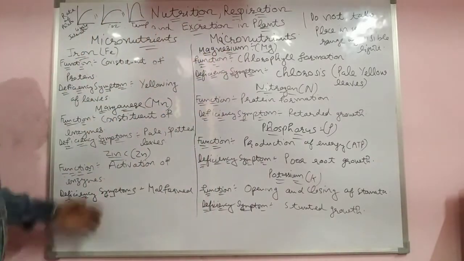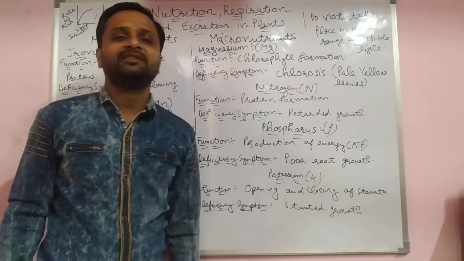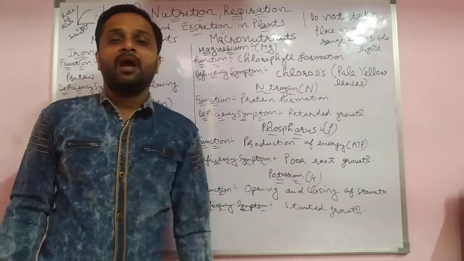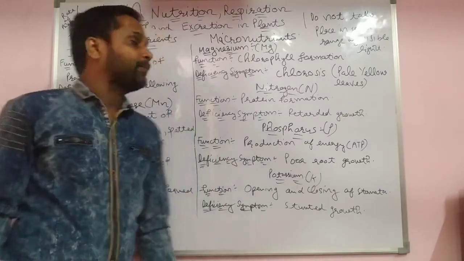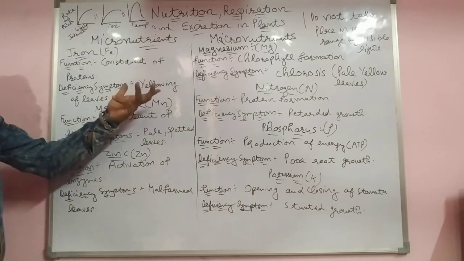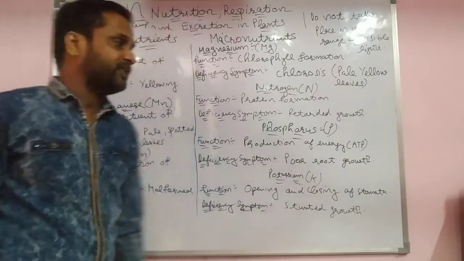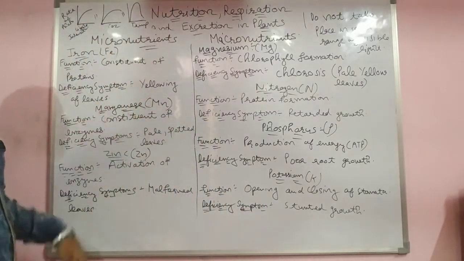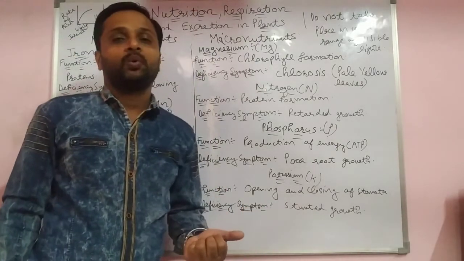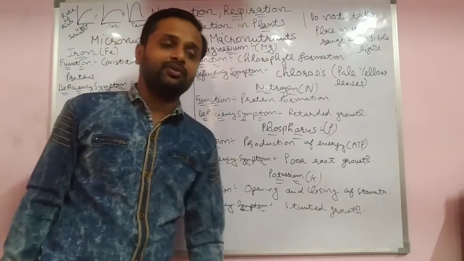First is iron. Iron is a constituent of protein. Iron helps to make protein. What is the function of iron? Formation of protein, students. Second is the deficiency symptom. If there is a deficiency of iron in the plant, how do you know? Yellowing of the leaf. If leaves become yellow, it means there is some deficiency of iron, students.